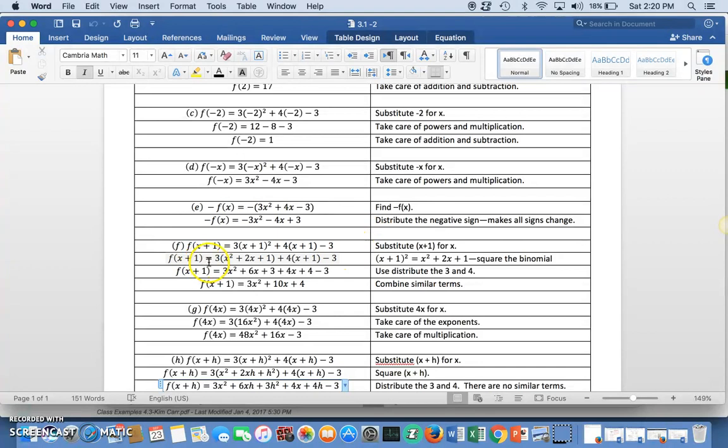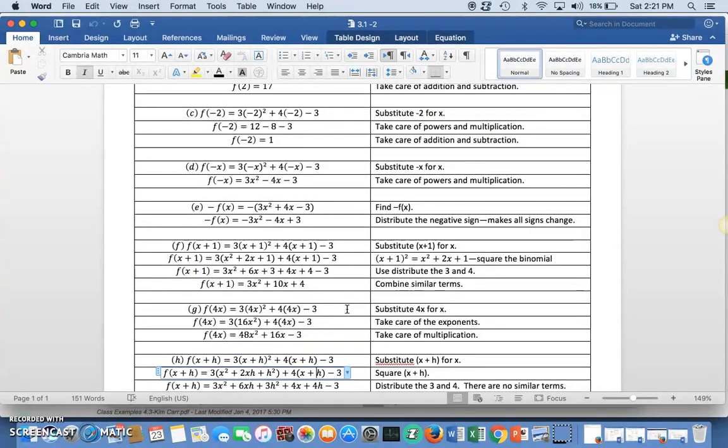Now we want to do multiplication. 3 times x squared, 3 times 2x, and 3 times 1. 4 times x, 4 times 1, and bring down the -3. You've distributed the 3, and then you distributed the 4. Now you want to combine similar terms. 3x squared doesn't have any terms similar to it right now. 6x and 4x combine to give you 10x. This +3 and that -3 are going to cancel, so the only constant left would be 4.